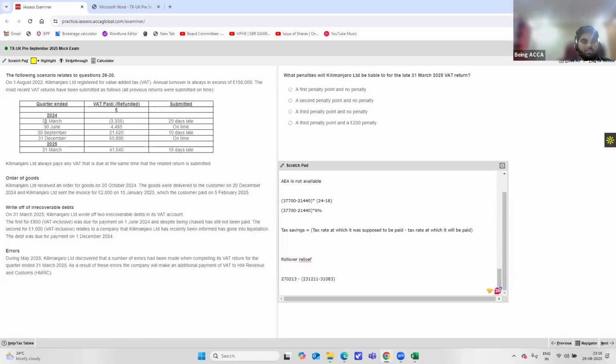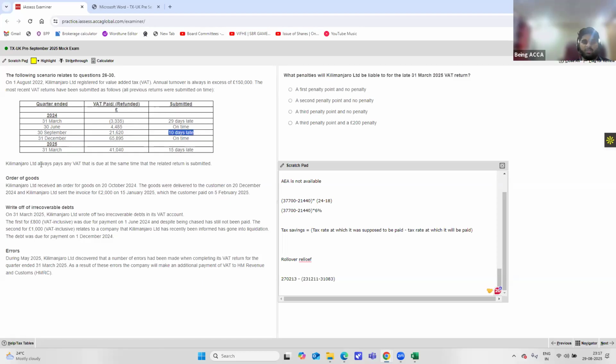Now here, for the quarter ended 31st March 2024, the VAT was refunded. So here we're getting a refund for 31st March, and it was submitted 29 days late. Okay. Next, 30th June, it is 4485, submitted on time. 30th September, 21/6/20, it is submitted 10 days late.